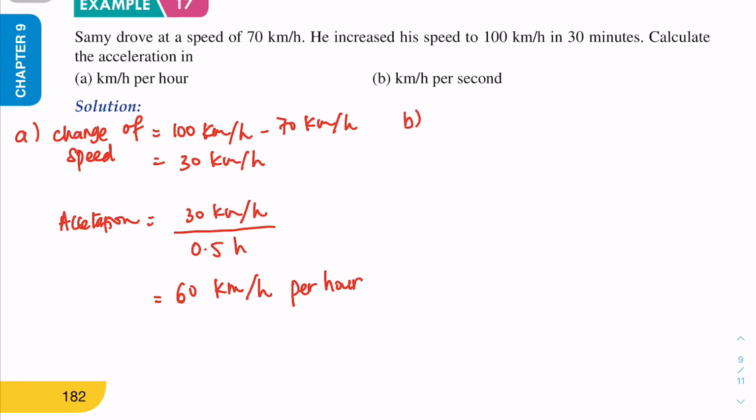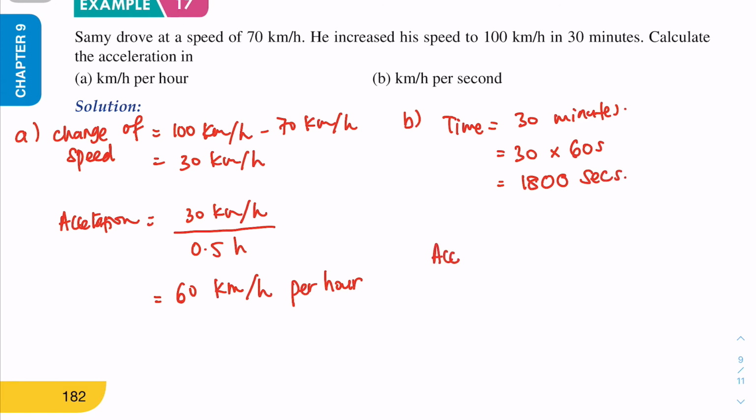Next, B. It wants us to give our answer in kilometer per hour per second. So first, we need to know 30 minutes is how many seconds. We need to calculate that first. We have 30 minutes, and in 1 minute we have 60 seconds. So 30 times 60 is 1800 seconds.